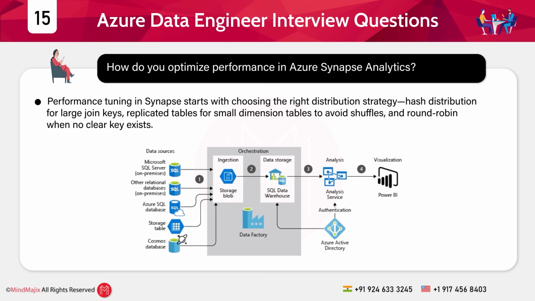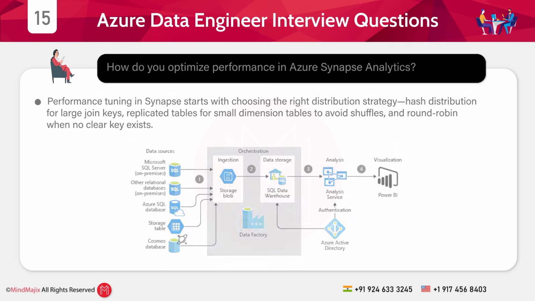Apart from that, you can also monitor the query plans and statistics. Stale statistics can cause poor plans, so keep them updated and consider result set caching or materialized views for frequently run aggregations. Next, you can also tune parallelism and resource allocations so that you are able to scale your data warehouse units during heavy loads, and adopt workload management by isolating the heavy ETL into separate pools.